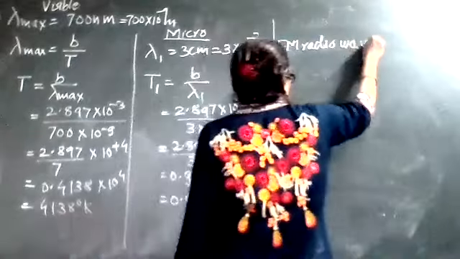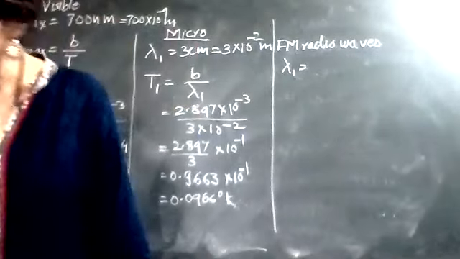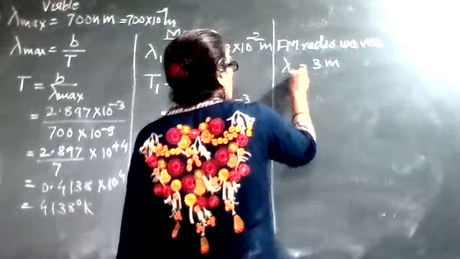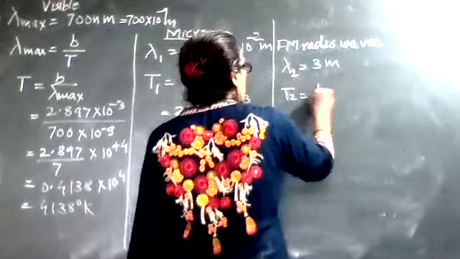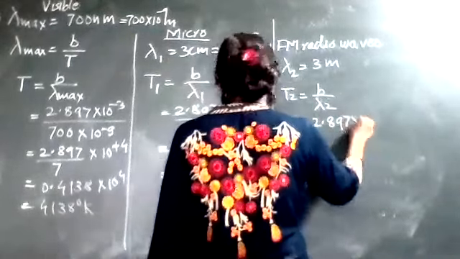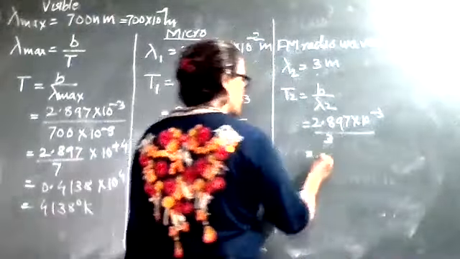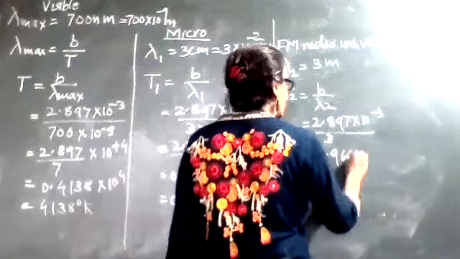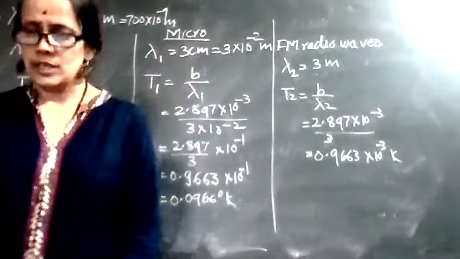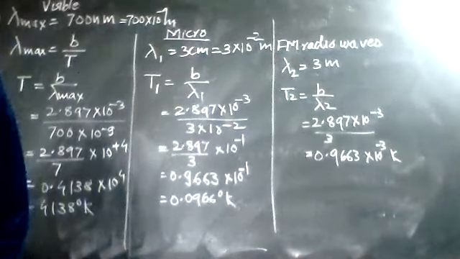So for this FM radio wave, what is your lambda? This lambda is given as 3 meter. It is given 3 meter, means lambda 2 I will say. So T2 is equal to B upon lambda 2. What is B? Wien's displacement constant, 2.897 into 10 raised to minus 3, upon T. So upon T is 0.966 into 10 raised to minus 3 Kelvin. That much is your temperature. Clear? So this is about your numerical problem.